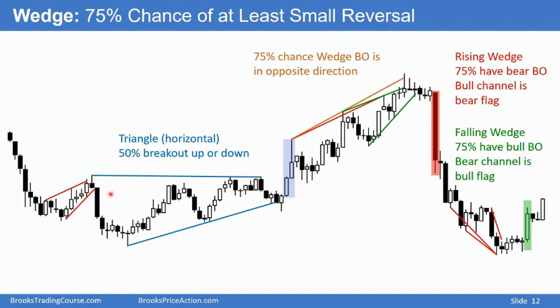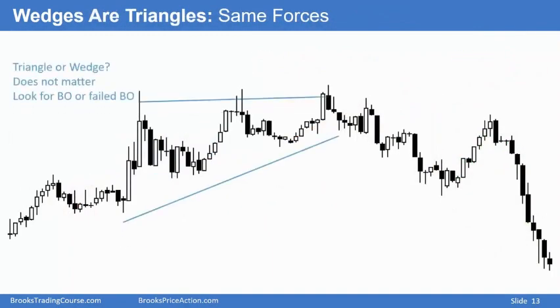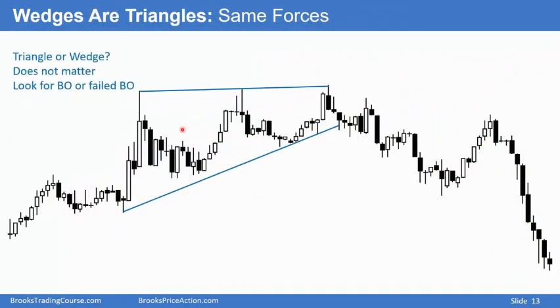We have a triangle, we have a bear breakout, and it reversed. Is this a wedge top or a triangle? This high is slightly above that. This high is slightly above that. We have 3 pushes up. However, the pattern is mostly triangle. What do you call it? A wedge or a triangle? Doesn't matter. The forces are the same.